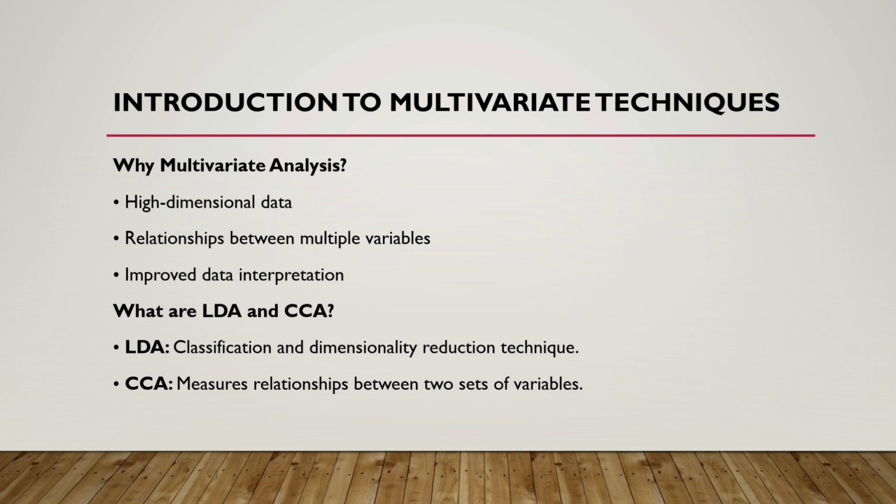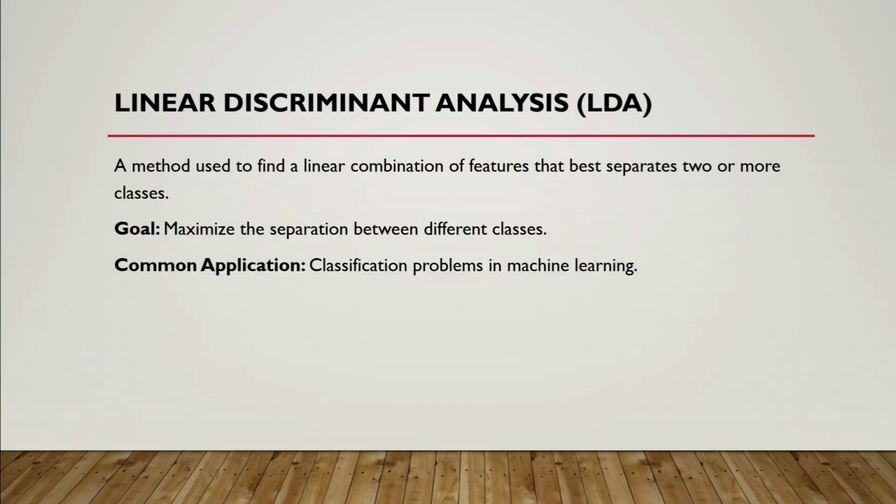LDA and CCA are two powerful methods that help in different ways. LDA focuses on class separability, while CCA looks at the correlation between two sets of variables. Let's start with linear discriminant analysis (LDA). LDA is primarily a supervised technique used for classification and dimensionality reduction. Its goal is to project high-dimensional data into a lower dimensional space while maintaining class separability.